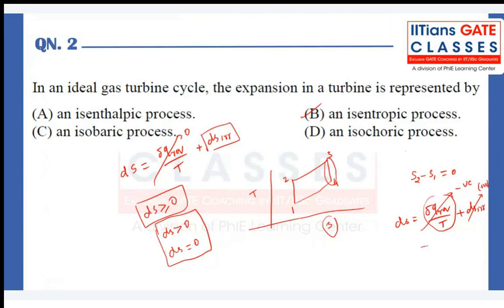So in that scenario, my S2 minus S1 is still going to be 0, but it is not categorized as isentropic, because isentropic is the process which is both reversible as well as adiabatic. This is clearly not an adiabatic process. It can be some isothermal process or some polytropic process where heat transfer still exists, which results in a negative change in entropy, whereas the irreversible part of entropy change is positive.